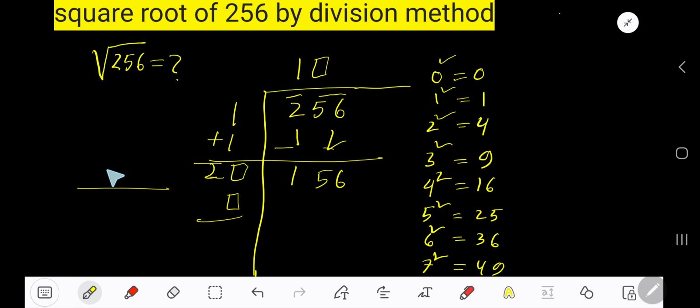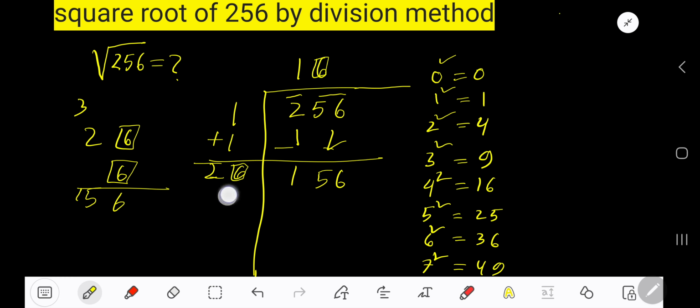So look, if you take 6 here, then what will happen? 6 times 6, 36. Write down 6, carry 3 to the next column. 6 times 2, 12. 12 plus 3, 15. That gives 156, which is equal to 156. So if you take 6 here, this 6 must come to the quotient.